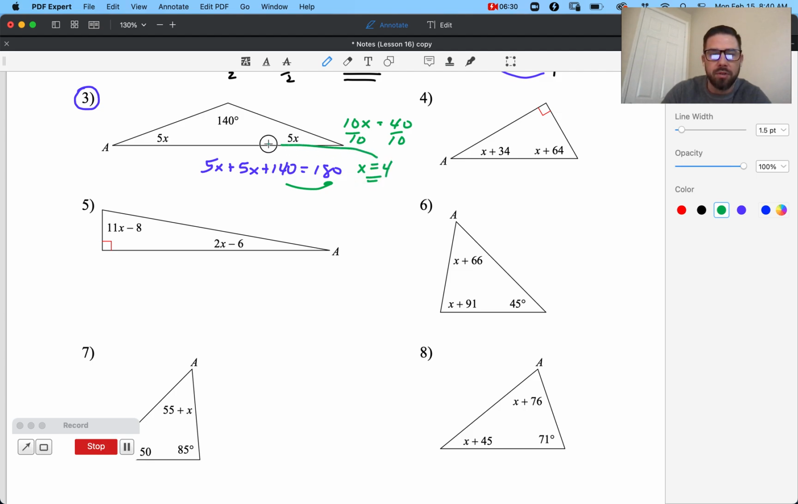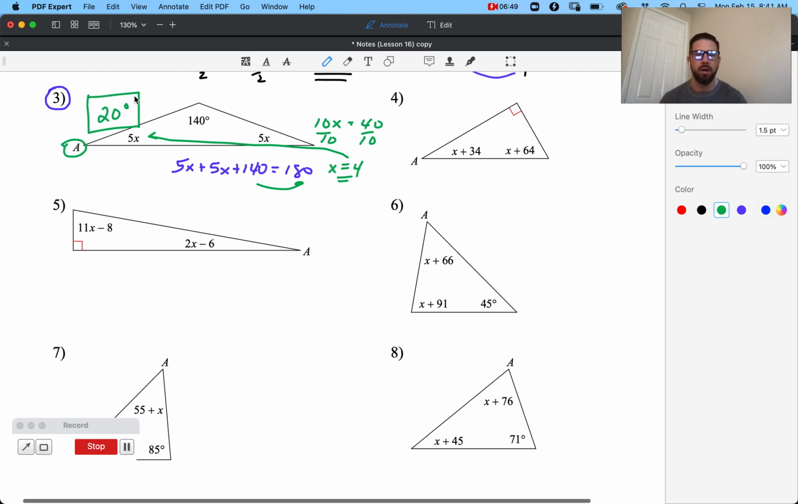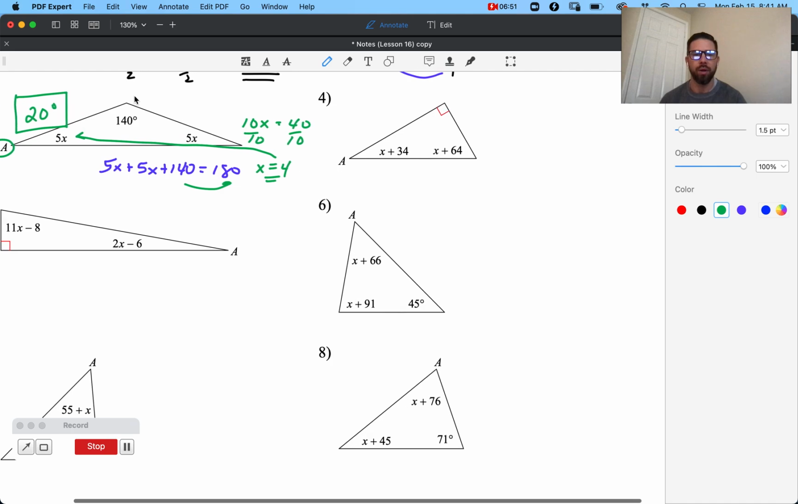Okay, let's substitute it back into angle A. Remember our angle A is over here. What's 5 times 4? 20. So our answer for number 3 is 20 degrees. I love it when you have problems that are just so easy, right? I love that. Okay, number 4, on your own.